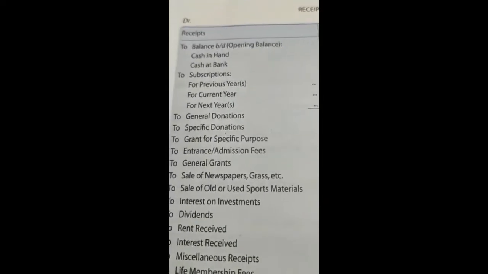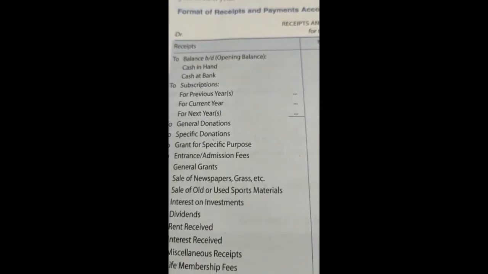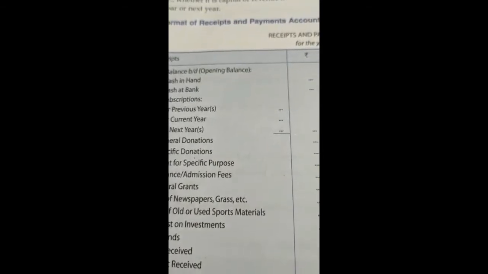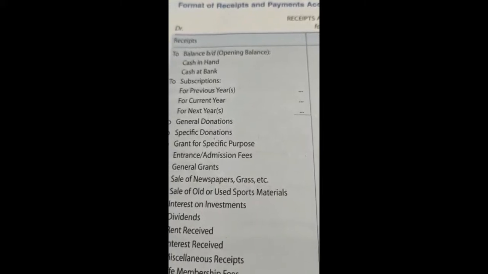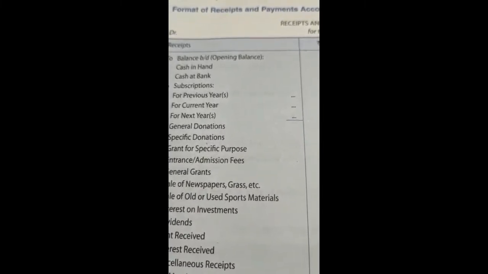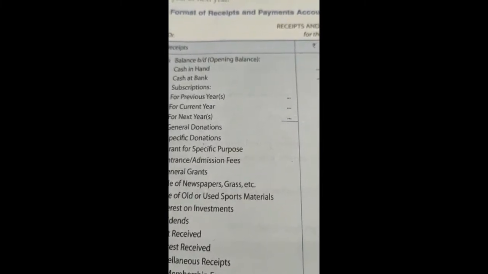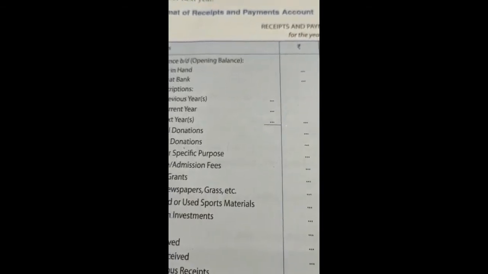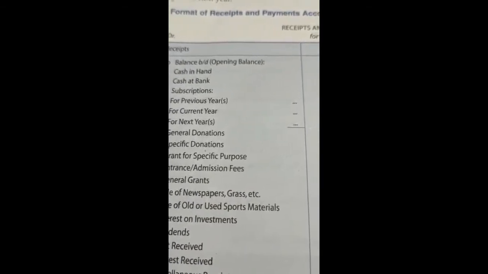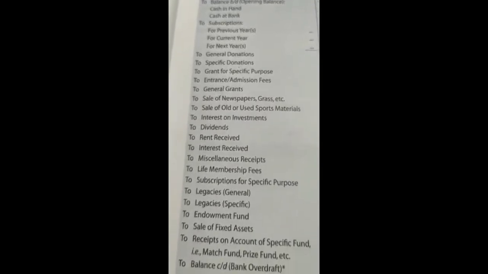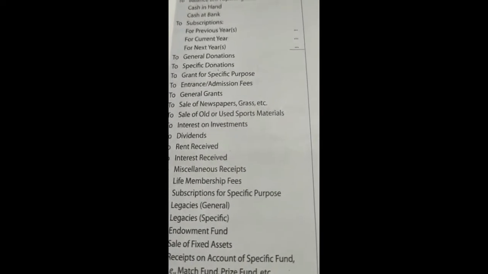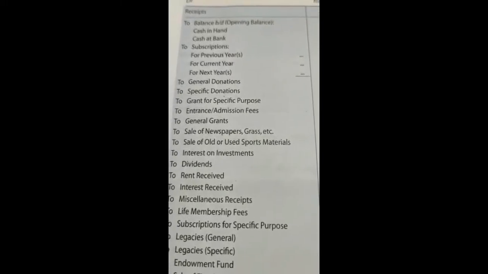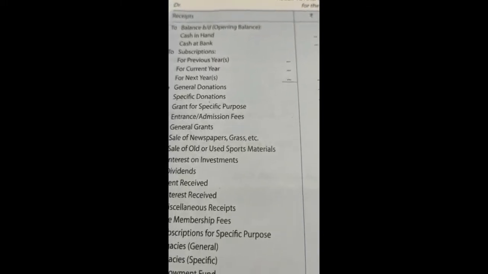On the debit side, very first item you have the opening balance. So balance brought down, that is opening balance. There you can see cash in hand and cash at bank. Both the balances we will write here as opening balances. Now receipts, these are the various receipts. We are going to discuss each item one by one. I will try to explain the meaning also and why it is a receipt.